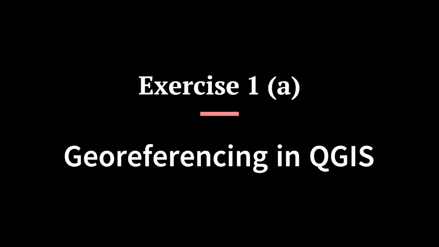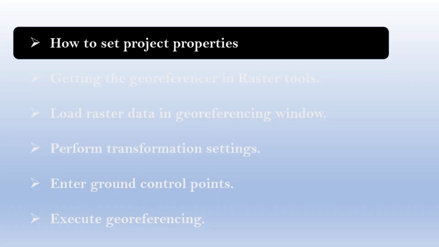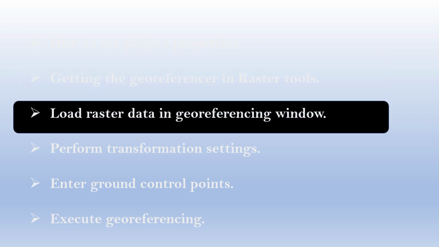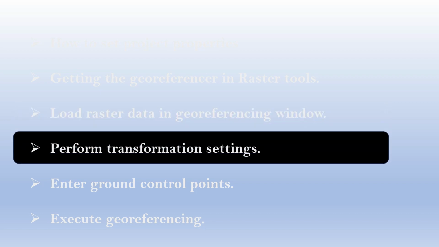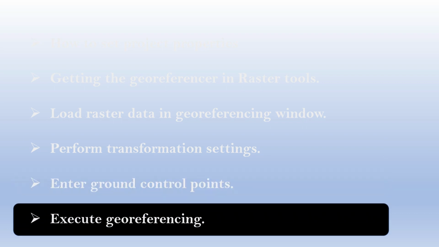So this is going to be our first exercise for today, where we will learn how we can georeference an image, what georeferencing is, and what we need to do to get a georeferenced base image. So what will be our learnings? First, we will learn how to set project properties, get the georeferencer in raster tools, load raster data in the georeferencing window, perform transformation settings, enter ground control points, and how we can execute georeferencing in the end.